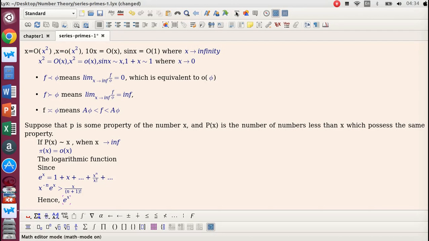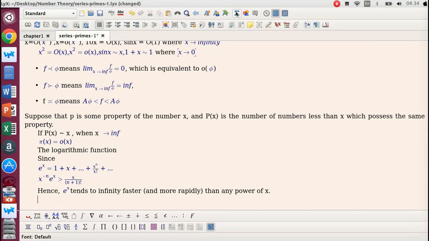Hence e to the power x tends to infinity faster and more rapidly than any power of x. Now this is very important. What is the inverse function of e? Well, it's the natural log.